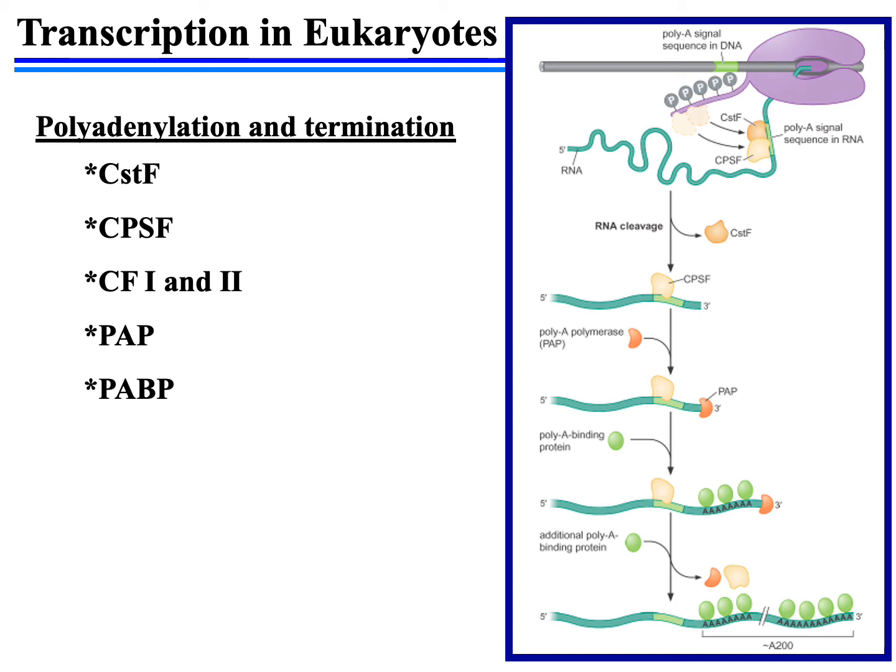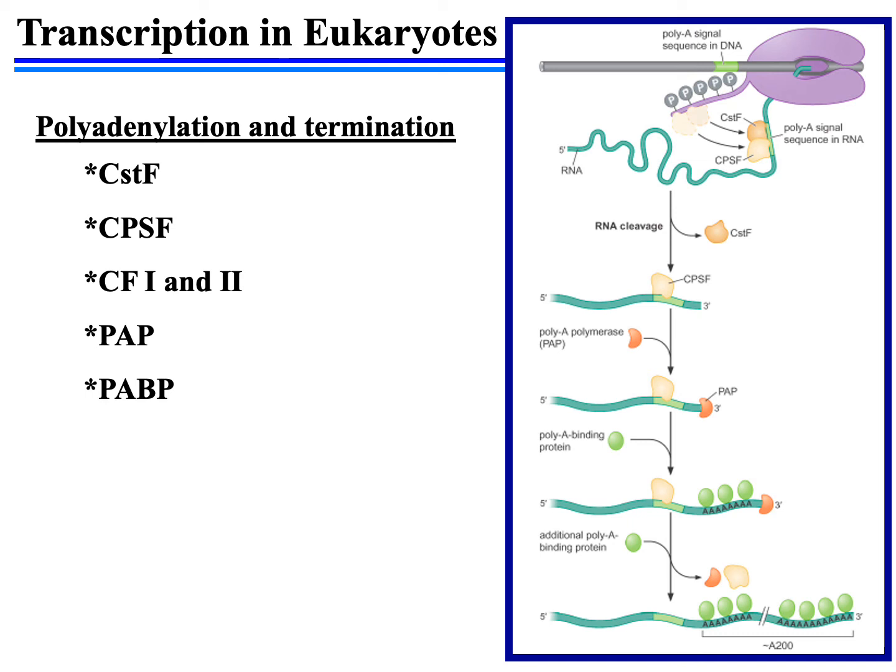The protein factors involved in this complex coupled mechanism include something known as CSTF, which is short for cleavage stimulation factor. It is an RNA binding protein and helps stabilize the complexes that form. You also have CPSF, which is short for cleavage and polyadenylation specificity factor. It is an RNA binding protein as well, and it recognizes the polyadenylation signal that has been produced.